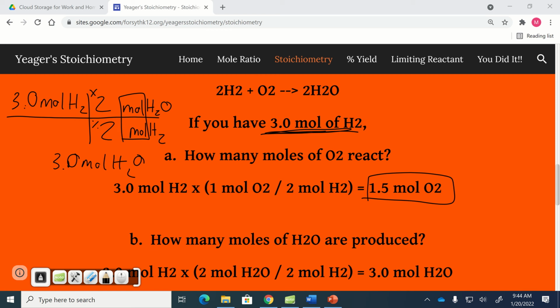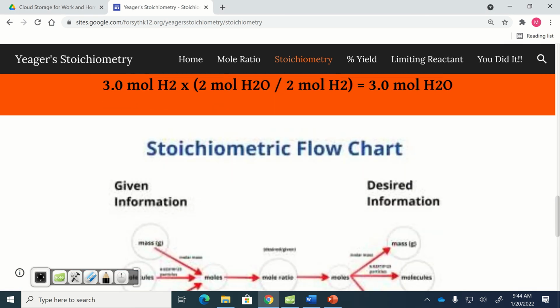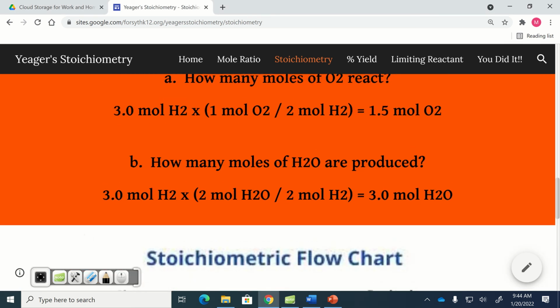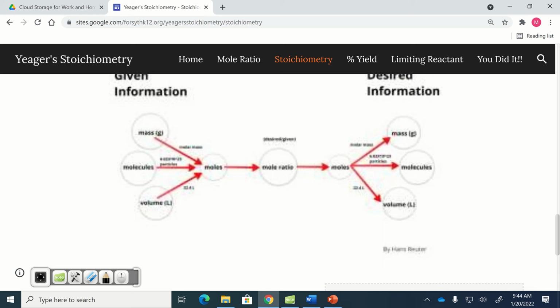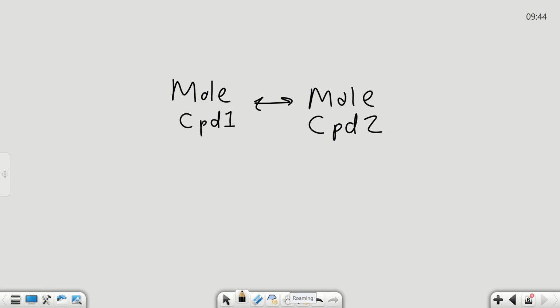All right? So that is the process of mole to mole. I have this little flow chart you can see, but I'm going to rewrite this over here. Basically, this is the step we just did: we can go from moles of a compound 1, CPD stands for compound, to moles of compound 2 using the mole ratio. That's the only way we can do that.